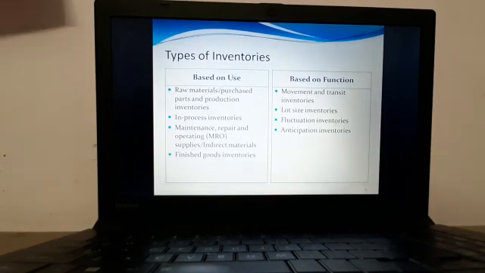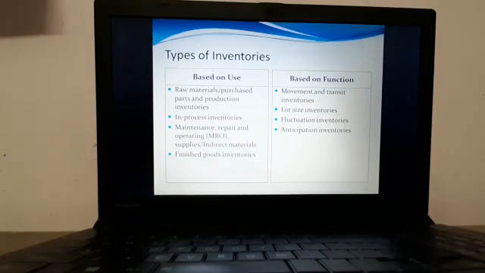So there are different types of inventories. The types of inventories are generally categorized into two: based on use and based on function. In the based on use category, we can have two other subcategories, the first going into direct inventories. That category is nothing but our raw materials, purchased parts, production inventories, etc. And those in process inventories also come under the category of direct inventories.